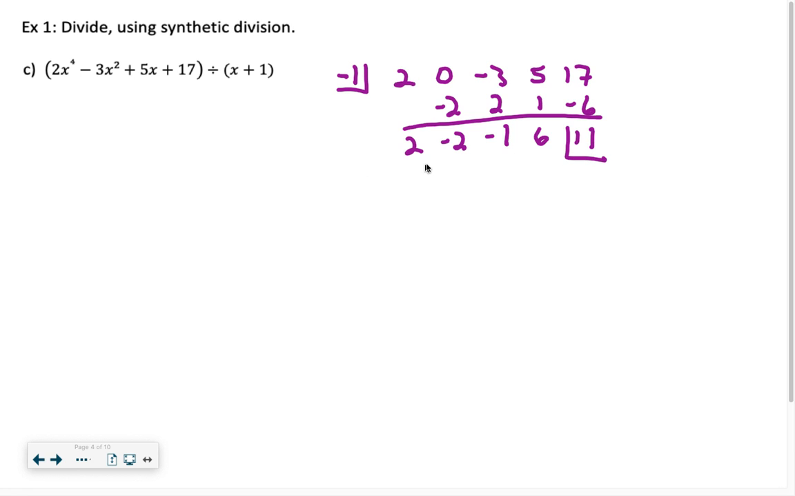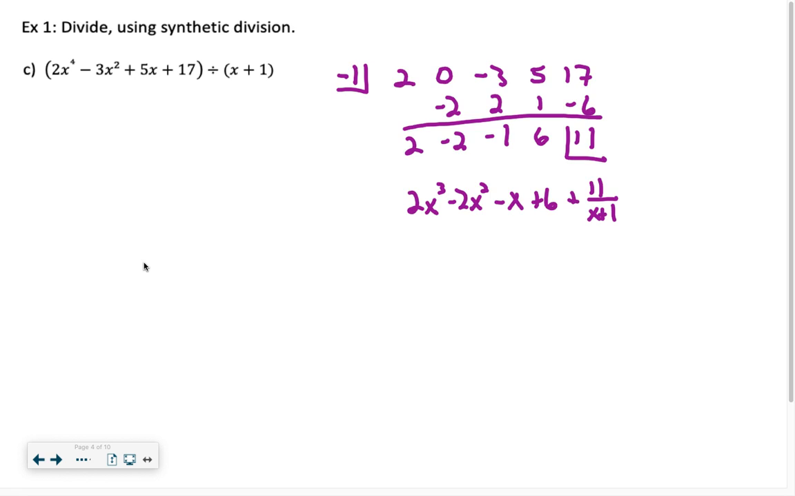So my answer, since I started with a fourth degree polynomial, this will be a third degree polynomial. So we'll have 2x cubed minus 2x squared minus 1x plus 6, and then 11 is my remainder. So we write our remainder as a fraction over the divisor. Right? So this would be my answer for this problem.